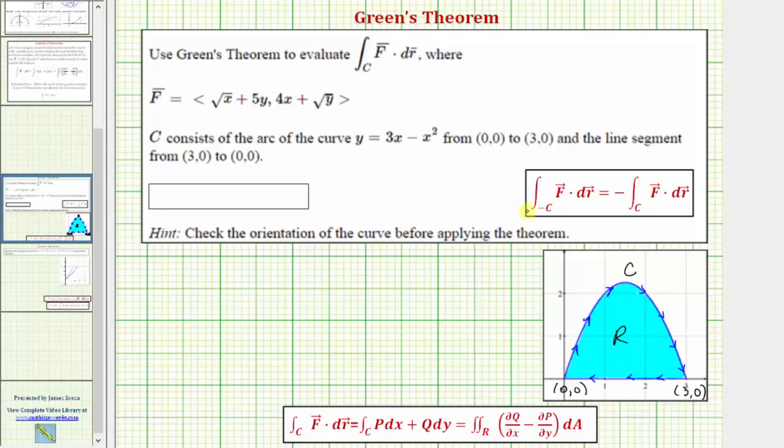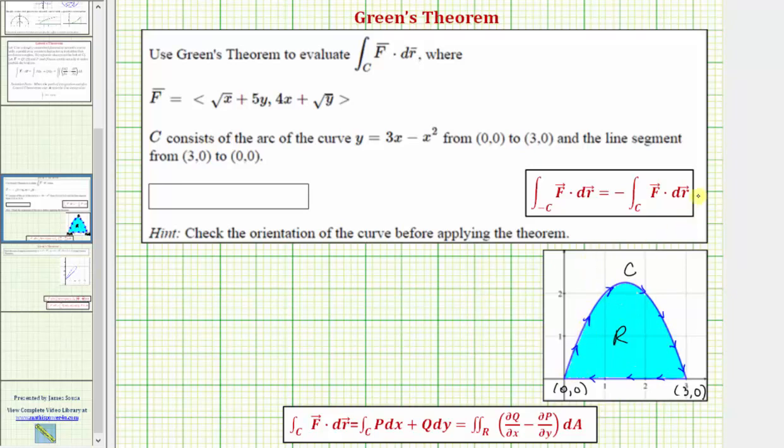So again, the curve C consists of the arc along y equals 3x minus x squared, graphed here from (0, 0) to (3, 0), so along here, and then from this point (3, 0) back along the line segment to (0, 0). So notice how the orientation is indicated by these arrows, but this orientation is not the orientation required by Green's theorem.